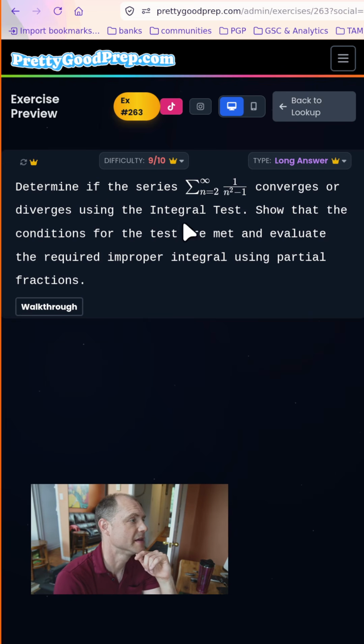Get more practice. So determine if this series converges or diverges using the integral test. Show that the conditions of the test are met, and evaluate the required improper integral using partial fractions. So, you gotta know your partial fractions for this one as well. And obviously they're testing your knowledge of the actual integral test because they say show that the conditions are met.